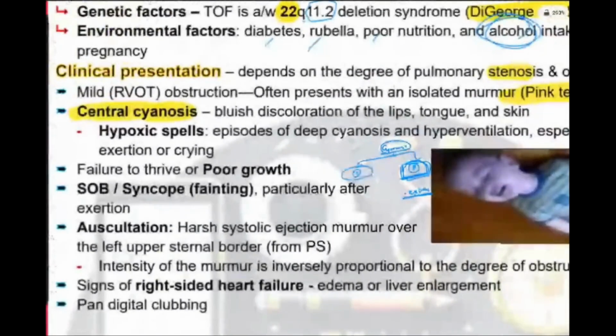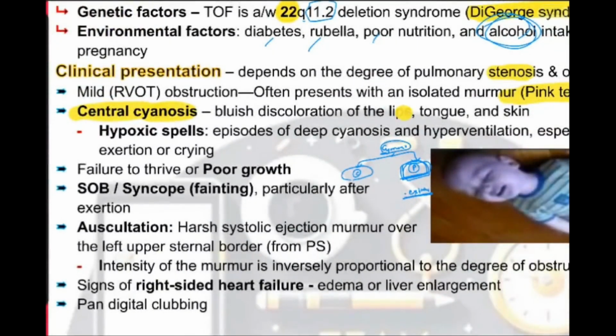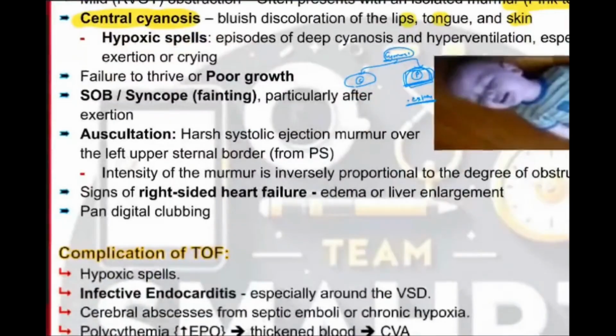Can anybody tell me the difference between central and peripheral cyanosis? It is a physiology question. Cyanosis means bluish discoloration of the skin and mucous membrane. It can be central or peripheral. Central means the cause is mostly cardiac or some other reason. Peripheral means there is a distribution or circulatory problem, especially seen in the extremities. Here central cyanosis is seen, meaning the central part: lips, tongue, and skin. That is central cyanosis.